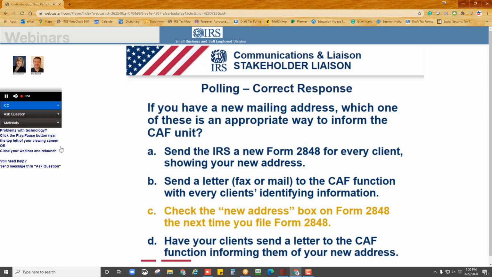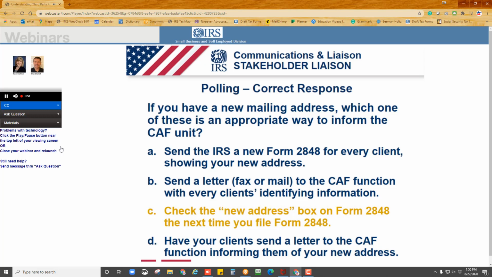Maybe you're in the interview, the engagement process, and you're going to be filing a POA in the next week or two. So in that case, you could simply wait until you're prepared to submit a new power of attorney, and then you check the box on line 2. Once you check it, it's linked to your CAF number, so we update it for all the POAs you have on file. That's if you have a new POA that you're getting ready to send in.